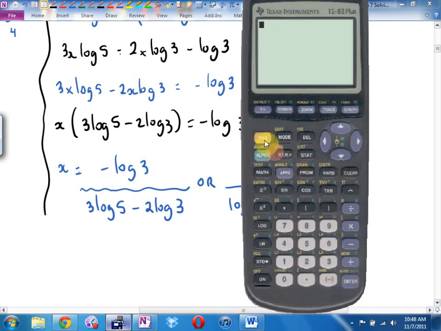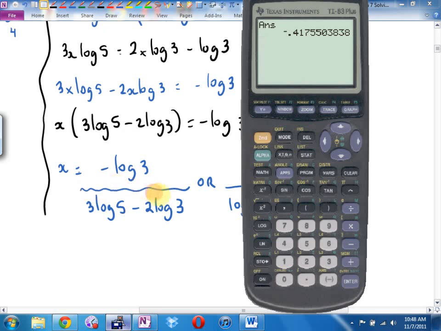Negative 0.41755038... How many of you got that? Okay. Now the rest of you. How many terms are there on the top? One. How many terms are there on the bottom? Then you better put the whole denominator in brackets. So if you didn't get the right answer, type with me.